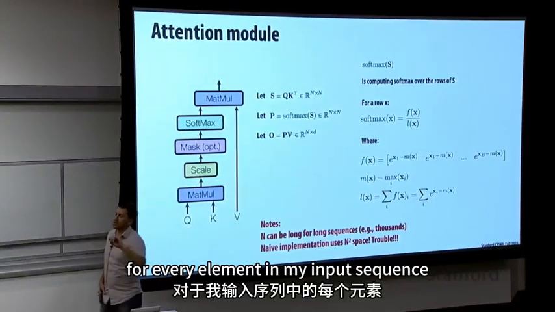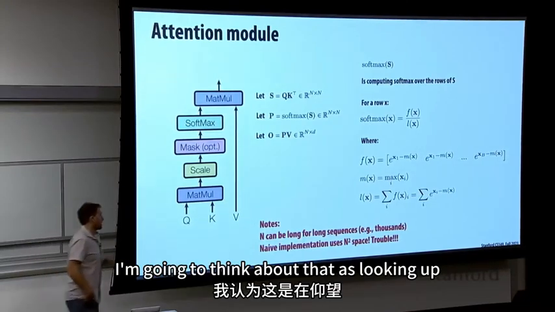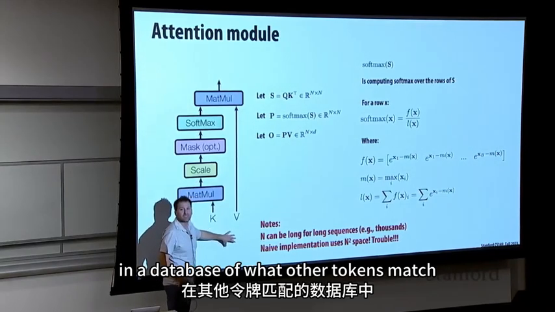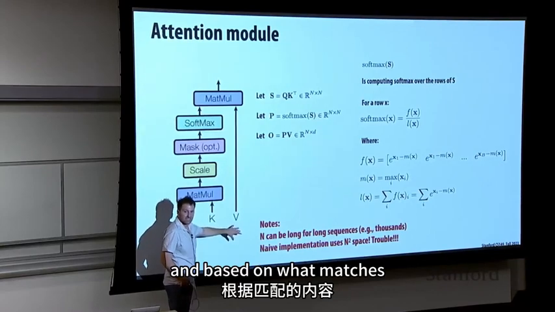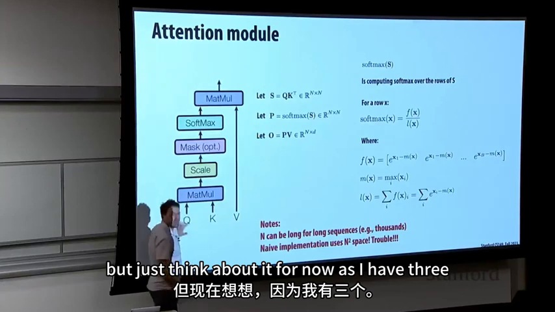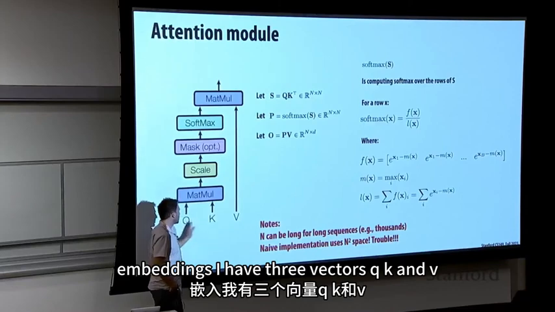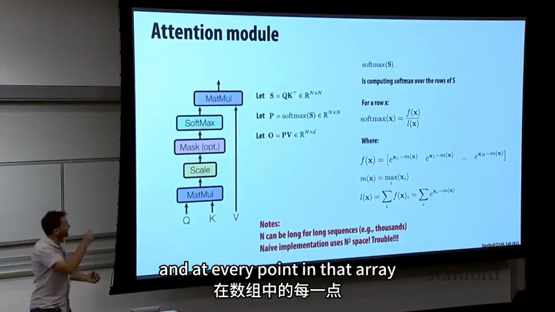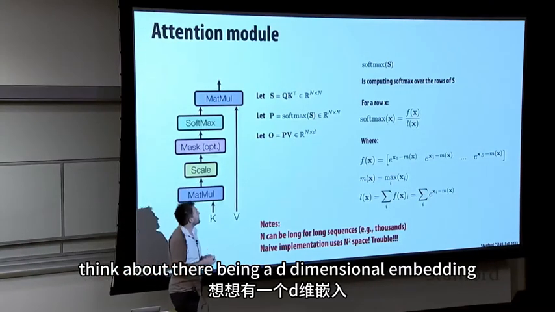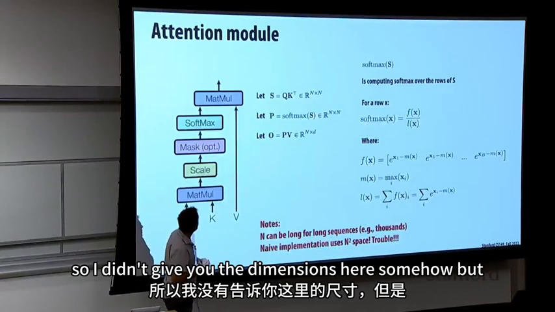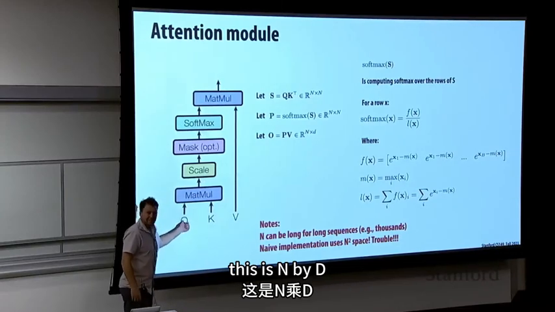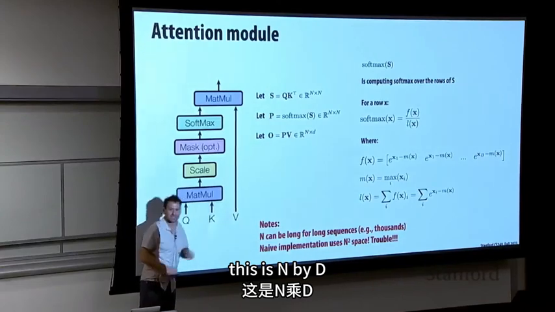So you could say, for every element in my input sequence, I'm going to think about that as looking up in a database of what other tokens match. And based on what matches, that's going to influence the output. But just think about it for now as I have 3 embeddings, 3 vectors, Q, K, and V. They're n-dimensional arrays, and at every point in that array, think about there being a d-dimensional embedding. I didn't give you the dimensions here, but Q is n by d, K is n by d, and V is m by d.